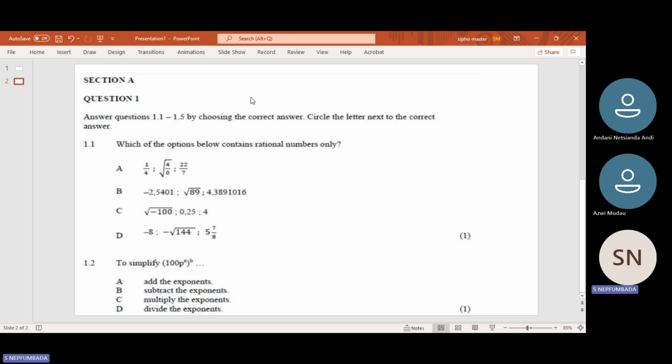What is a rational number, by the way? If you know, refer to it as the rational number. Which one contains a rational number? You must reply so that we move fast. What is a rational number, by the way?